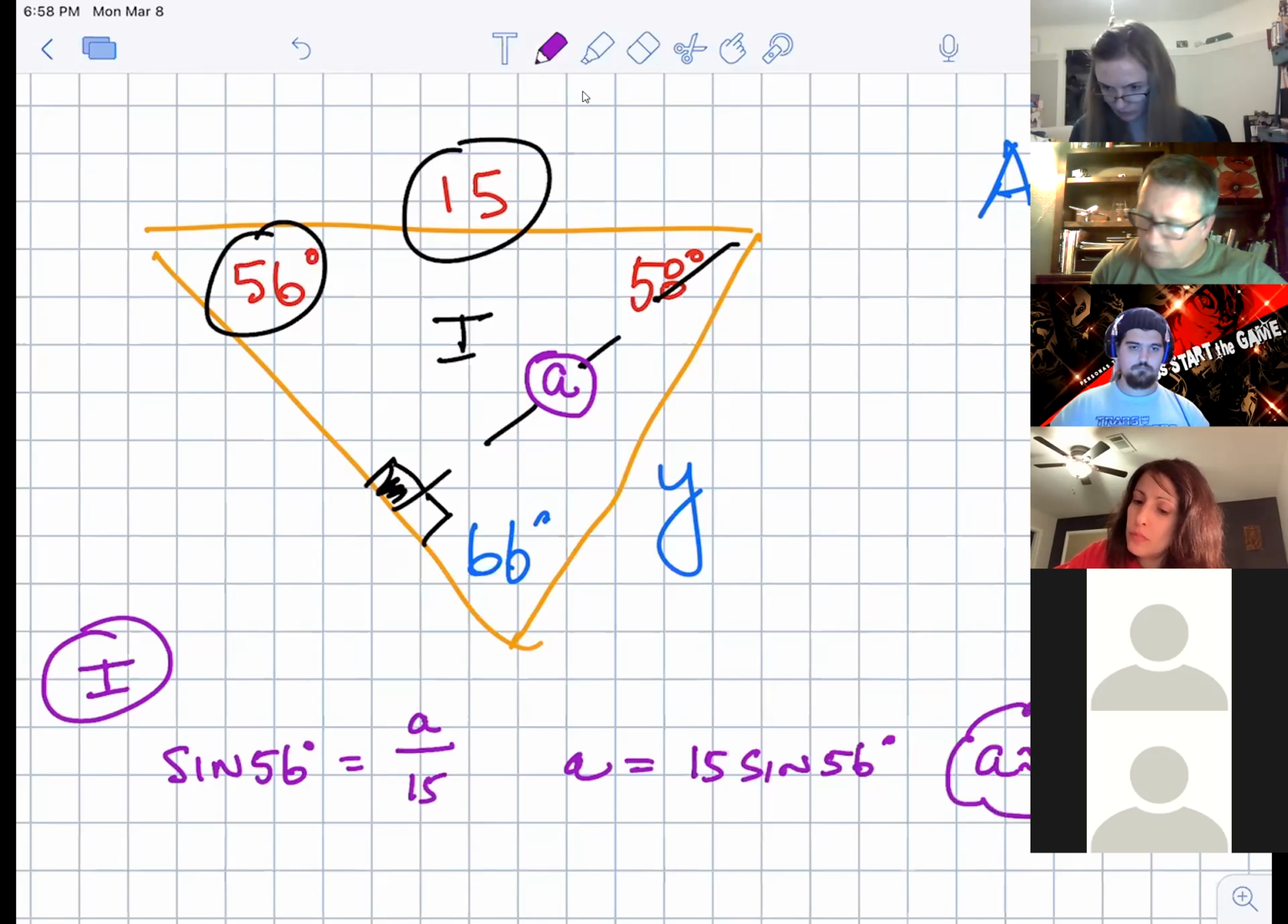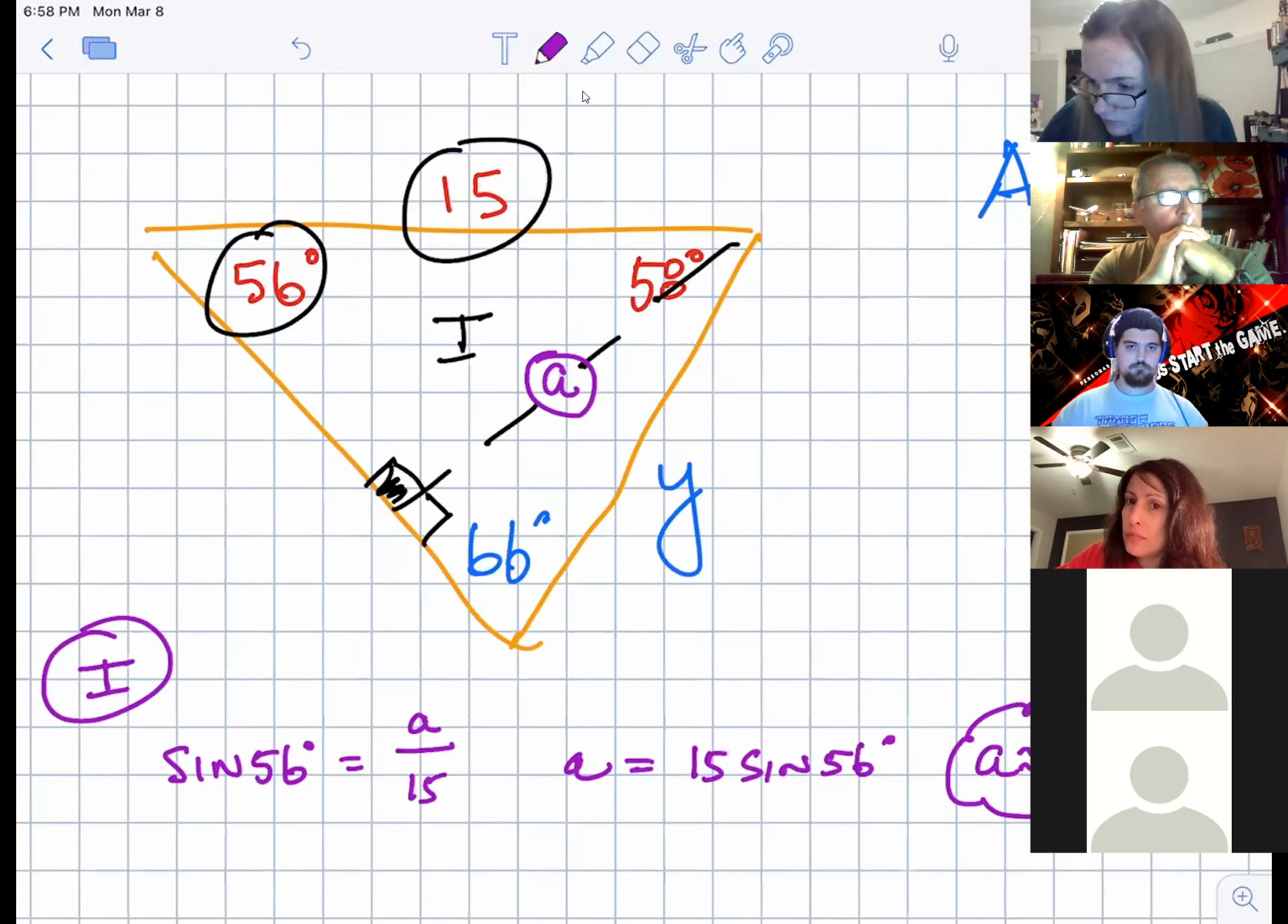So that's really cool. I got 13.612 for y. Anybody else get that? Yeah. I did. I got 13.617. I don't know how we got that. Rounding. It's probably rounding.